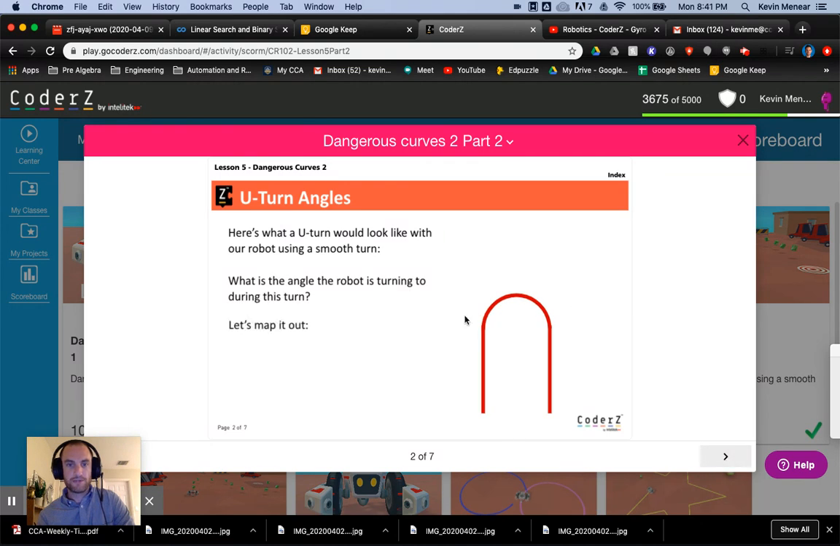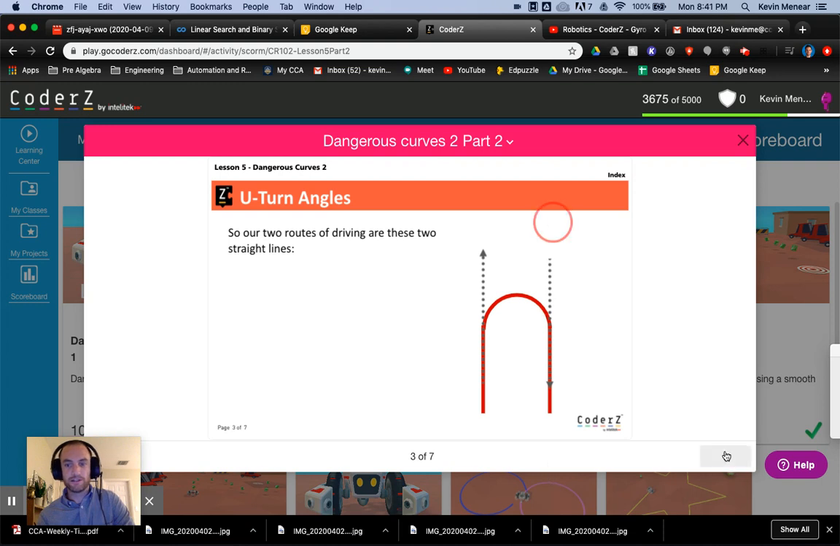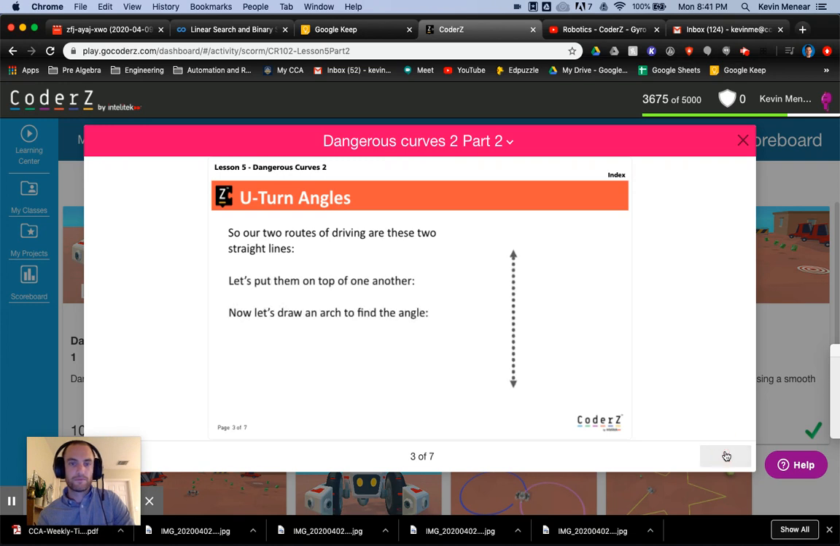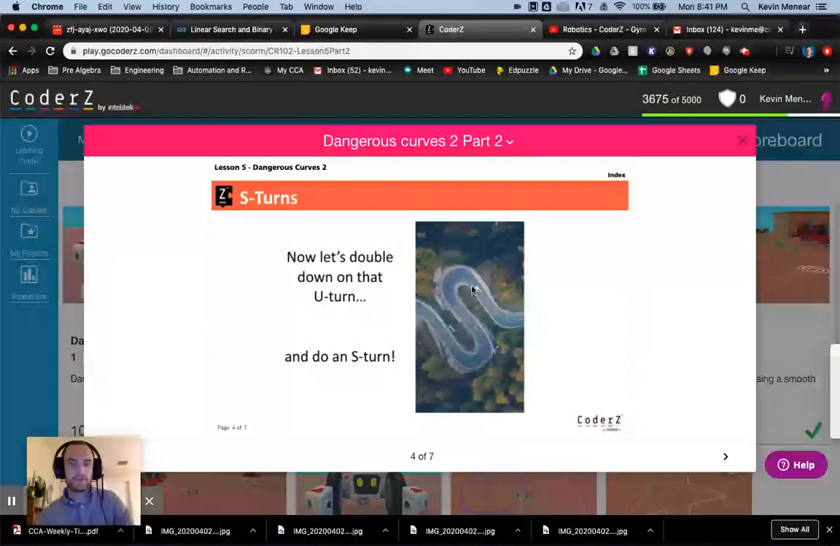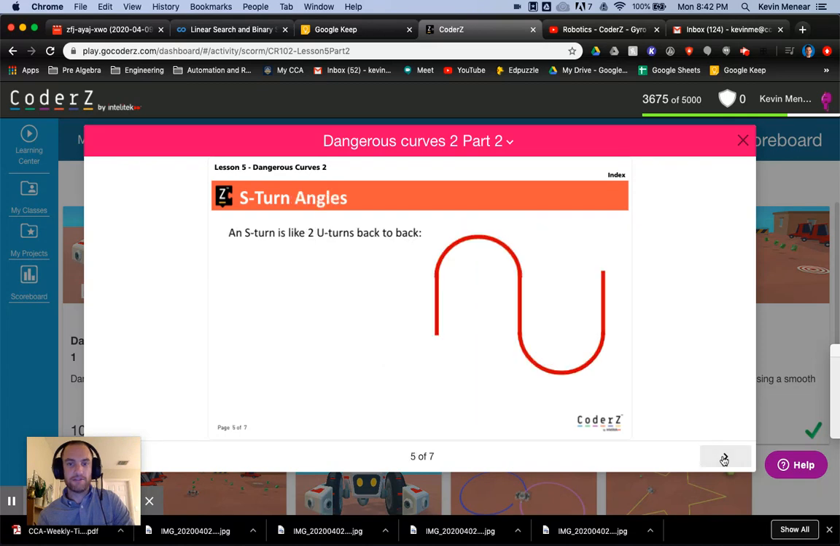What is the angle the robot is turning to during this turn? We start by driving forwards. So we start going this way and then we end up going this way. So that's clearly a 180-degree turn. Draw an arc to find the angle. It was 180 degrees. Then after that, if you want to do an S turn, it's like a U-turn back to back.